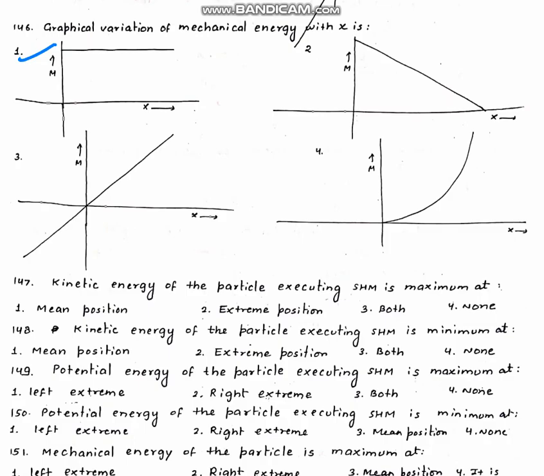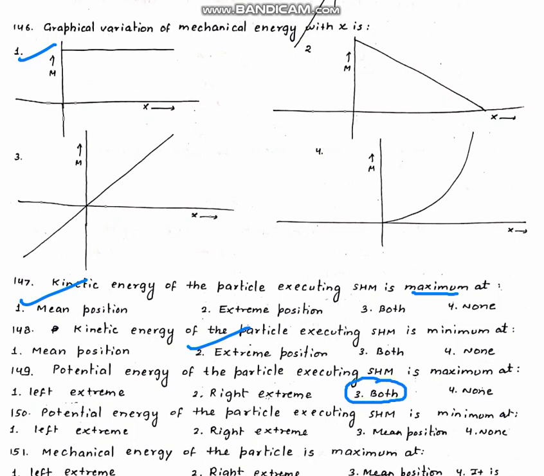Next is kinetic energy of the particle executing SHM is maximum at. So it is maximum at mean position. Minimum at, so it is minimum at the extreme position. Next is potential energy of the particle executing SHM is maximum at. So it is maximum at both left and right extremes. So both will be correct over here.